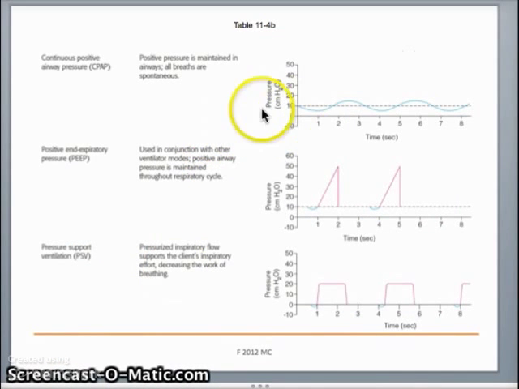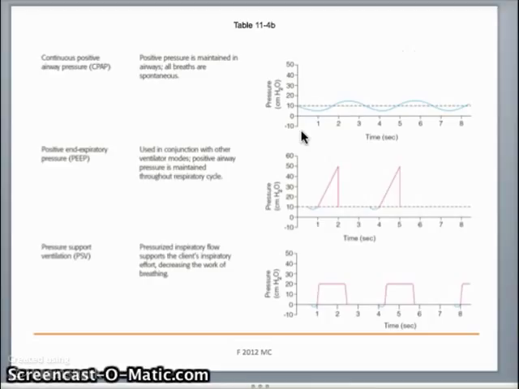This next thing up here is continuous positive airway pressure, or CPAP. Now, you've seen this in patients who use those apnea machines, the continuous positive pressure, usually at night, you know, those things that make them look like Hannibal Lecter. I have some pictures in here later on. Those are for patients who have sleep apnea.